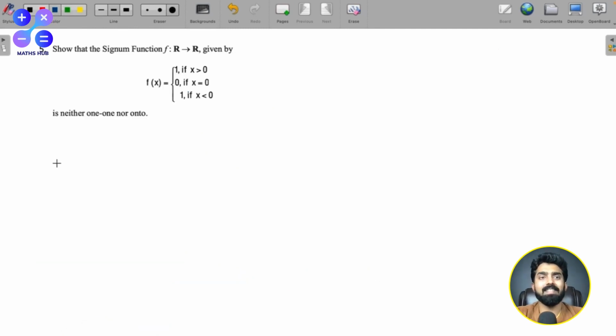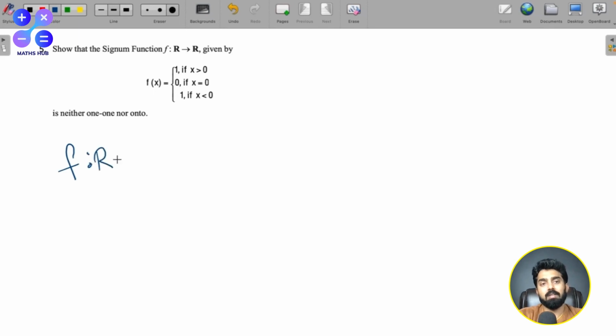Okay, so we need to show that the signum function f from real numbers to real numbers, given by f of x is 1 if x is greater than 0, it's 0 if x is 0, and minus 1 if x is less than 0, is neither one-to-one nor onto. Right, so this is the function we have. It's called the signum function.